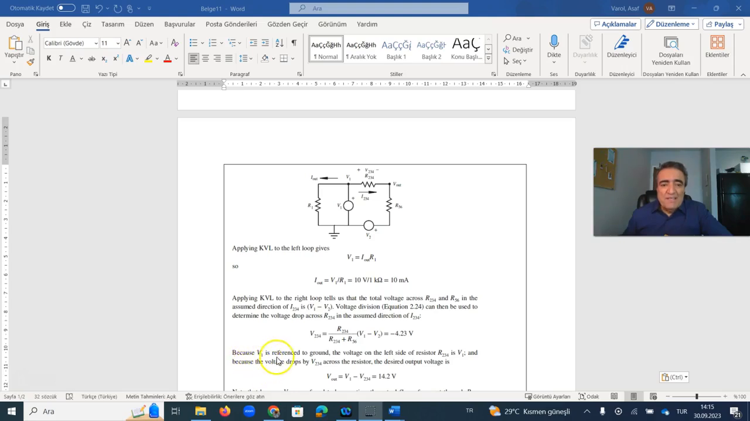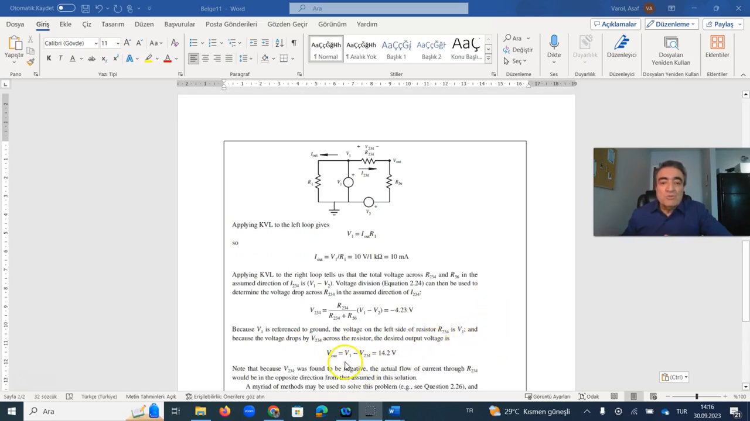Because V1 is referenced to ground, you see here V1 and this is ground. The voltage on the left side of resistor R234 is V1, and because the voltage drops by V234 across the resistor, the desired output voltage V out should be equal to V1 minus V234. After substituting the values, you will get V out as 14.2 volts.